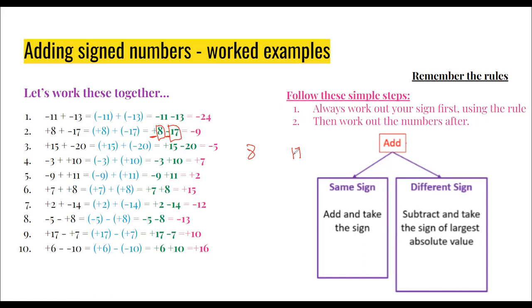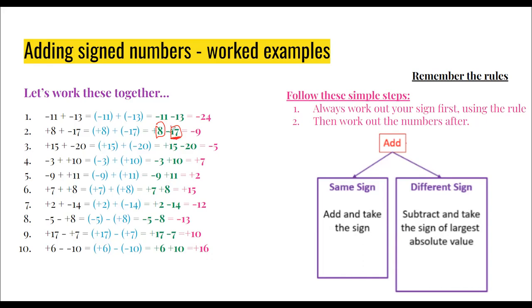When we want to work out what sign we're going to be using when these are different, we are looking at the numbers themselves. So between 8 and 17, the 17 is the larger of the numbers. We're talking about the absolute value of the number, not the signs or anything at this point. So once I identify which one is larger, I'm going to take the sign of the larger number. So we said 17 is larger.